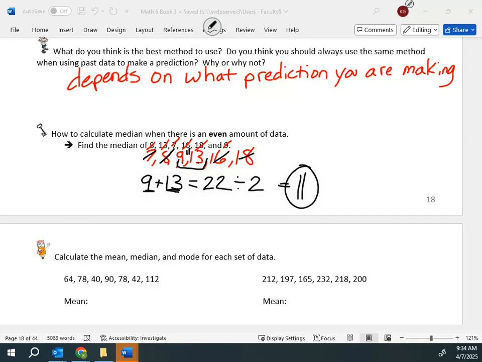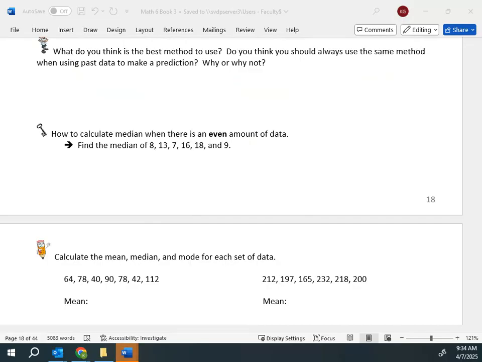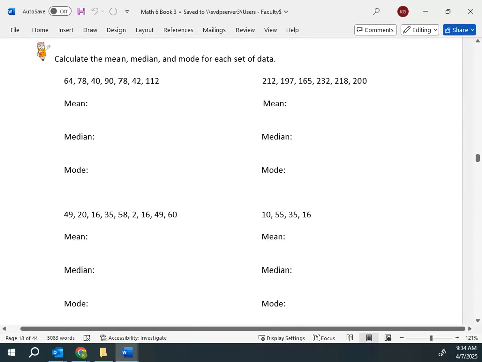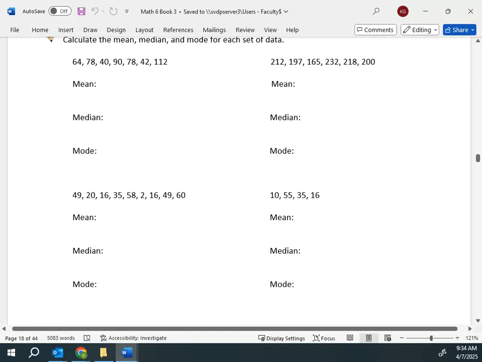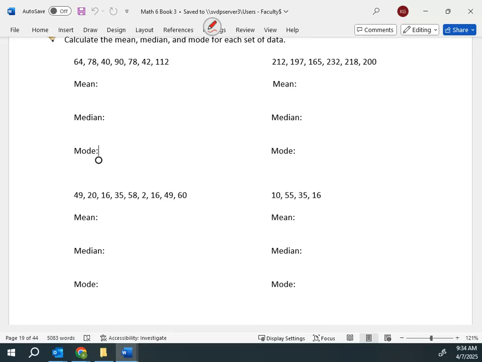Any questions on that? All right, let's look at our next page. Here it says calculate the mean, median, and mode for each set of data. What is my first step going to be? Liam? Put the numbers in order. Put the numbers in order. That's always the first thing you do.